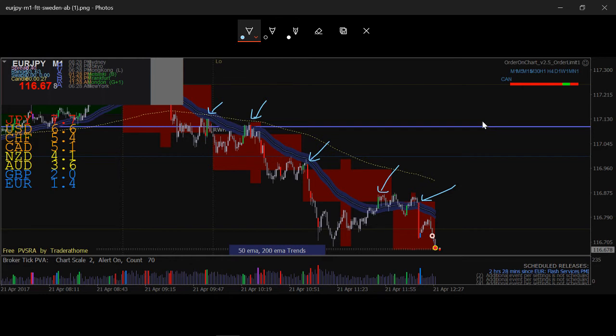Don't enter in a random position because you will probably lose money if you do. First, you use the lower tops and higher bottoms just to analyze the trend of the market. Okay, so let's go for another example.